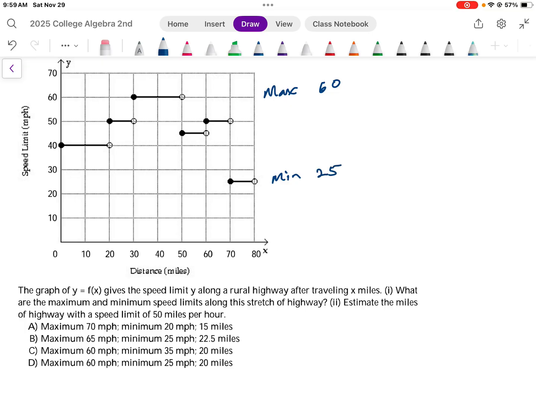So that allows me to cross off this one and this one. So I'm down to those two. And I can cross off the third one because that says 35. So there we go. So this has the right max and the right min. Now the only difference is we can just double check, saying estimate the highway with a speed limit of 50 miles per hour. So here is 10 miles and another 10 miles, and that's where they get the 20 miles from.